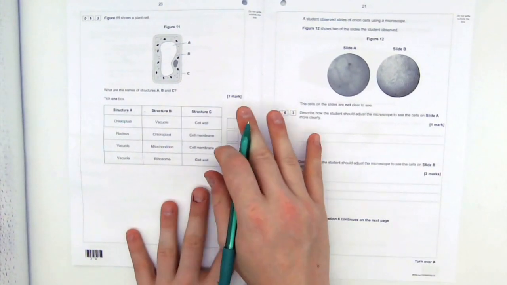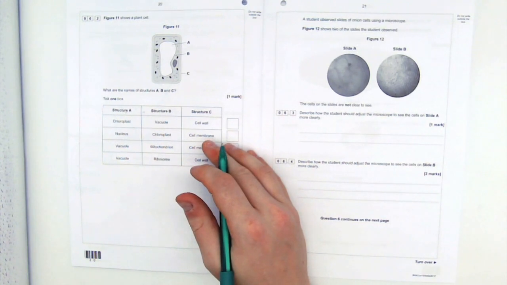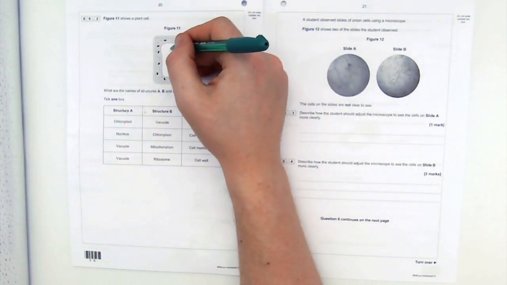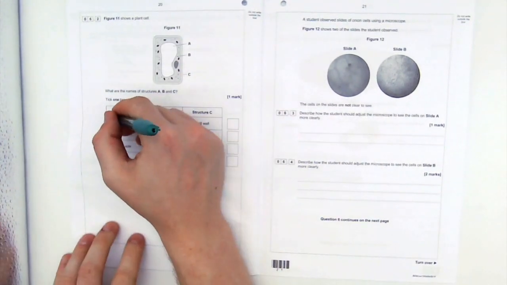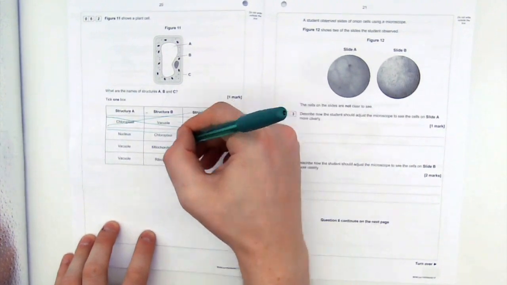Moving on. Figure 11 shows a plant cell. What are the names of structures A, B and C? So A is pointing to the vacuole. So I know that it can't be this row because it hasn't got that there.